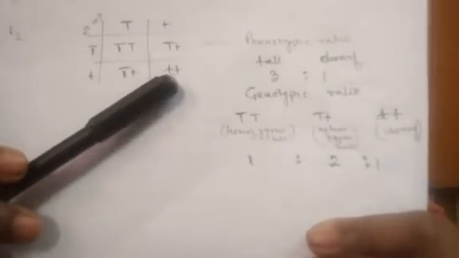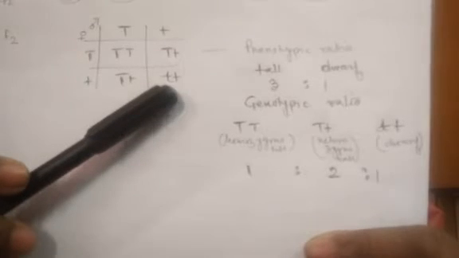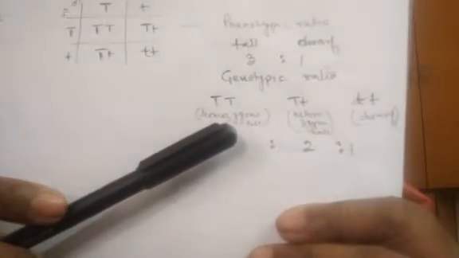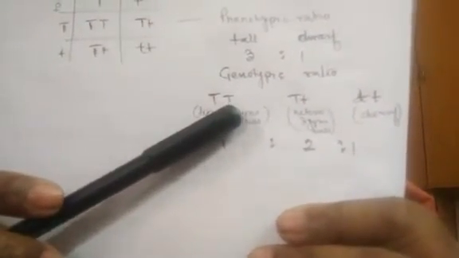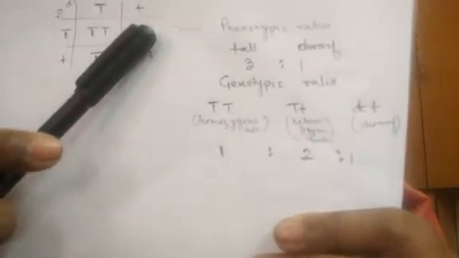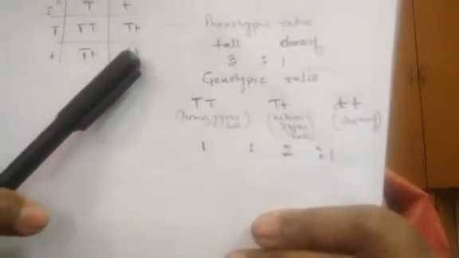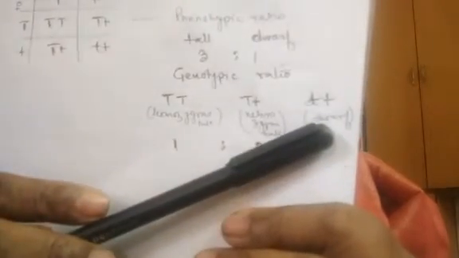And the last one, we can see here, has both small t, so it represents the homozygous recessive or the homozygous dwarf. So if we go on to the genotypic ratio, we'll find that capital T, capital T is homozygous tall. This is only one homozygous tall. Now, capital T, small t is heterozygous tall, 2 individuals of heterozygous tall, and small t, small t is homozygous recessive or dwarf. Clear? There is 1 individual.